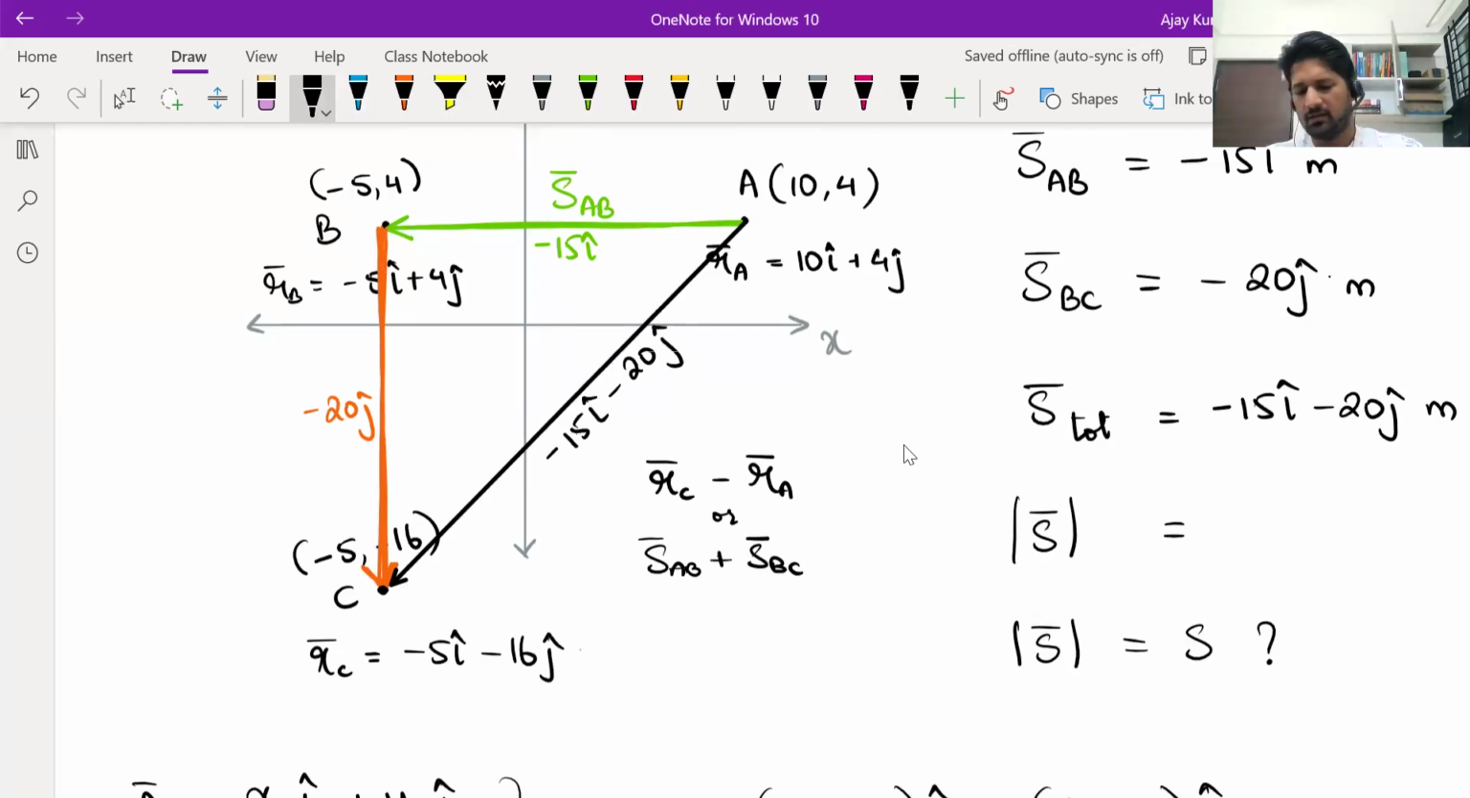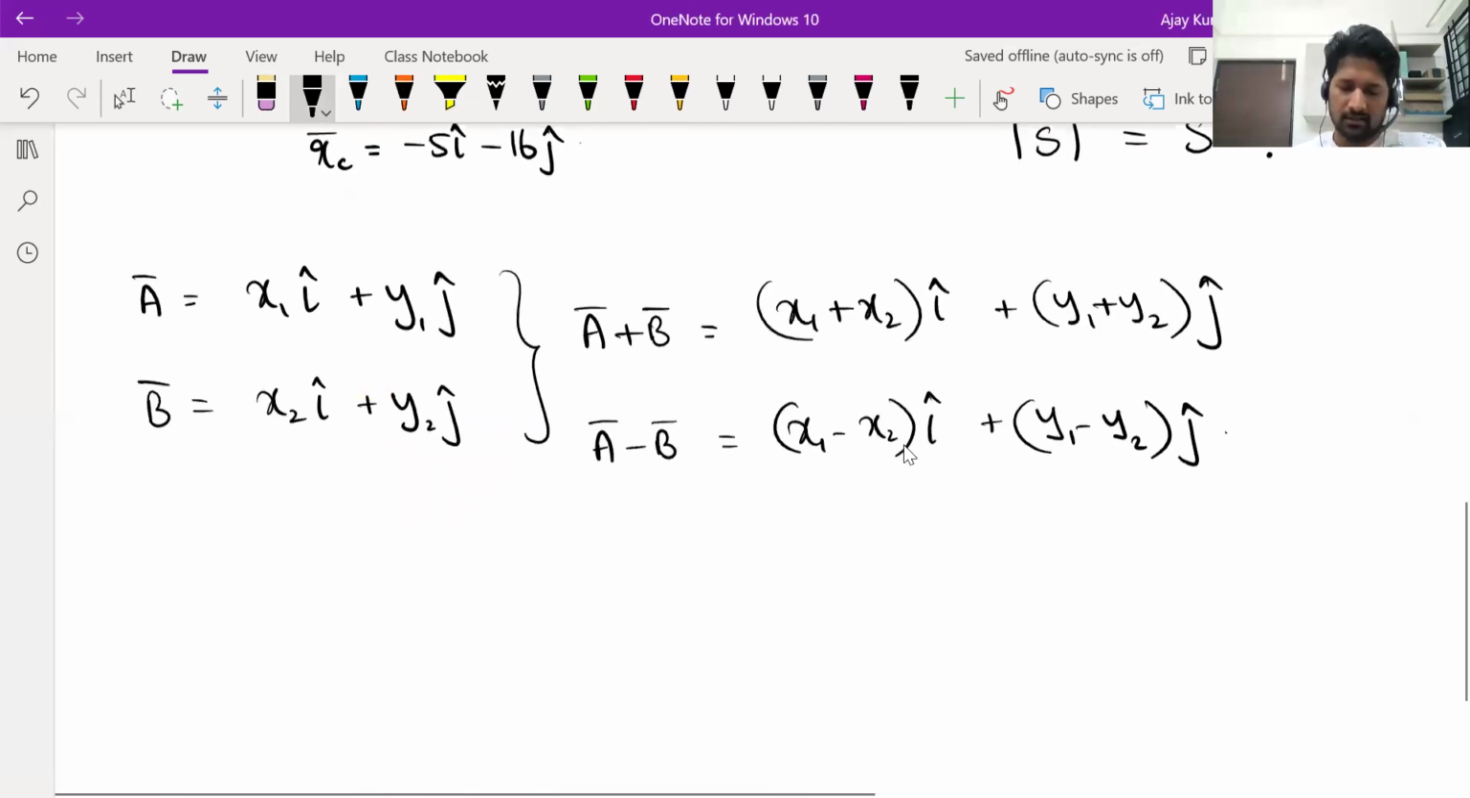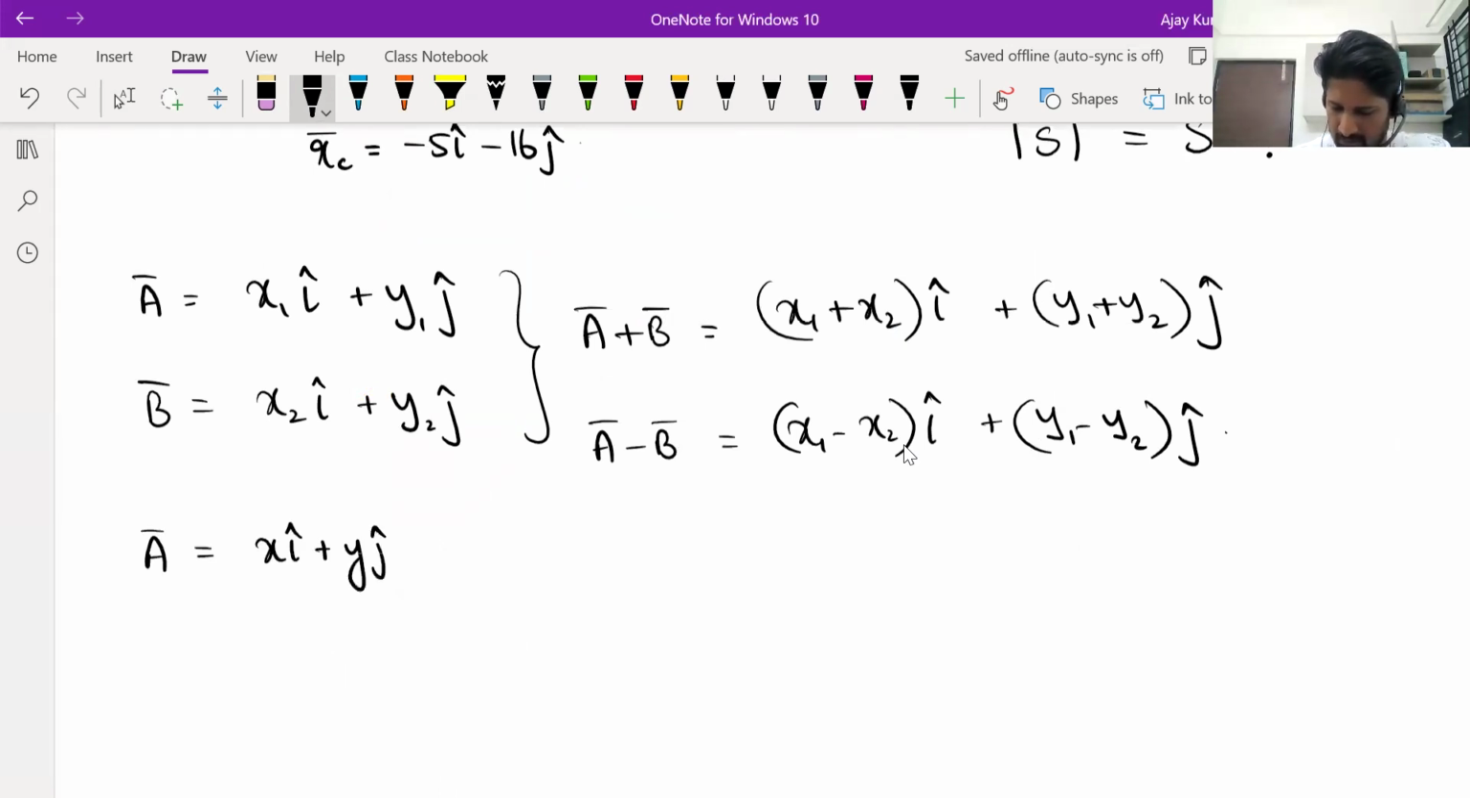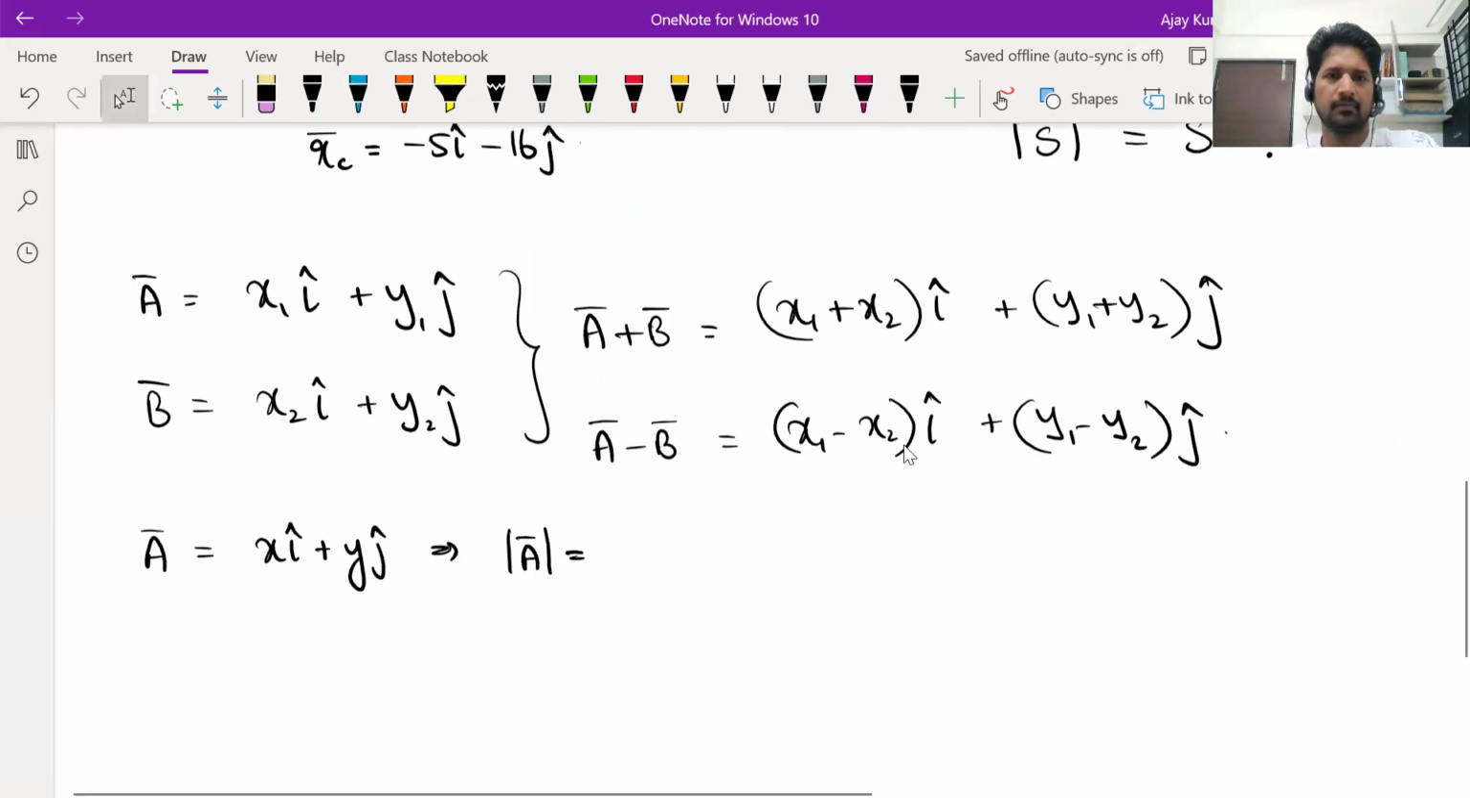Okay. Now we need the magnitude of displacement. This we had discussed in the last class. If there's a vector like this, having some x component and y component, how do you calculate its magnitude? Anyone? If you know the components, how do you tell the length of the vector?